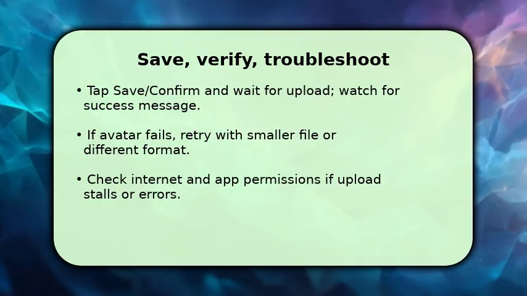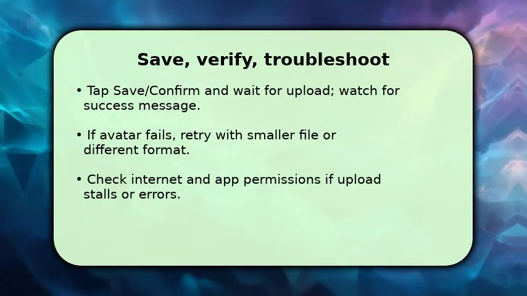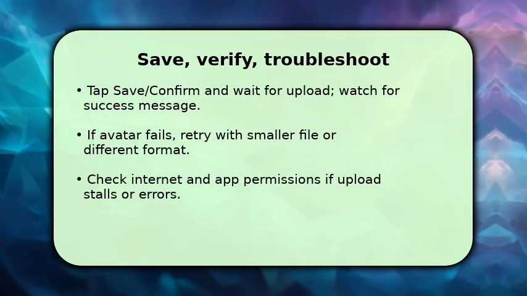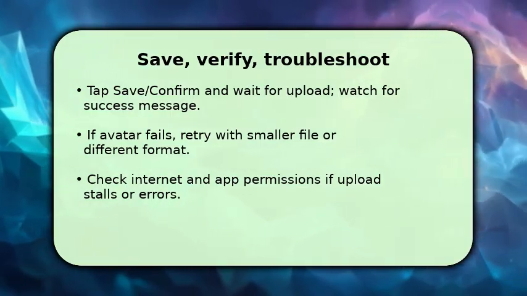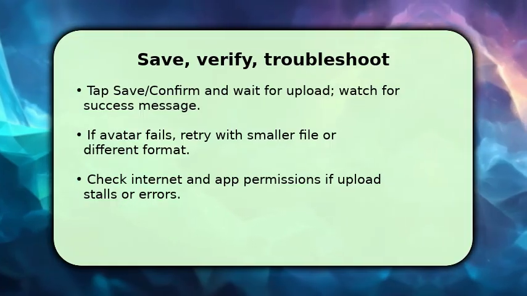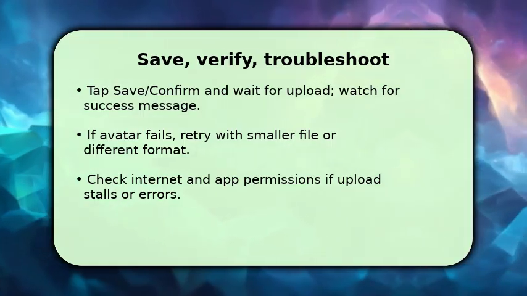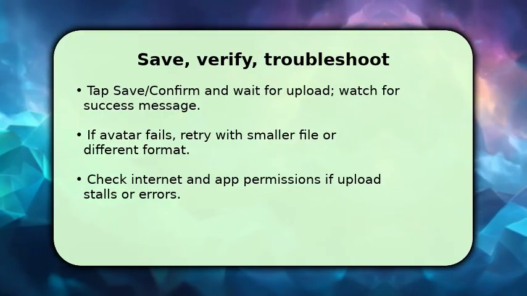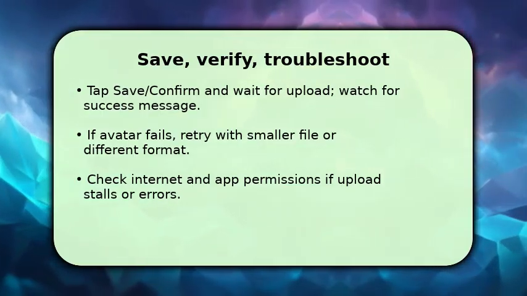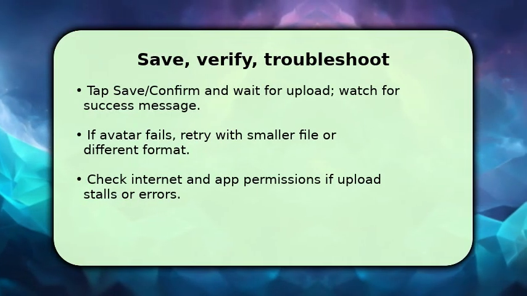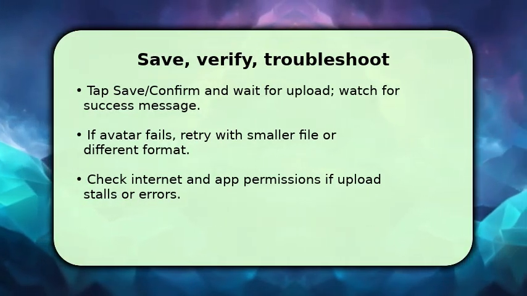You should see a success message or the new image immediately. If it doesn't appear, retry using a smaller file or convert to PNG or JPG, because size and format are common issues. Also make sure your internet connection is stable and the app still has storage or photo permissions. If the problem persists, restart the app or reinstall to reset cached permission states, and then attempt the upload again.